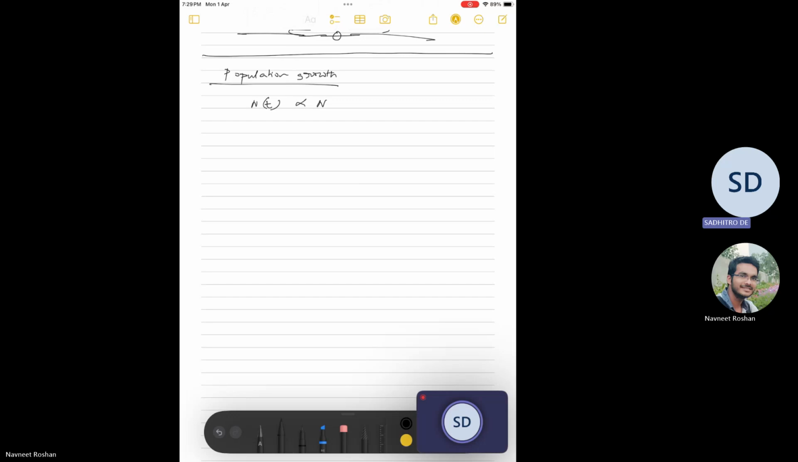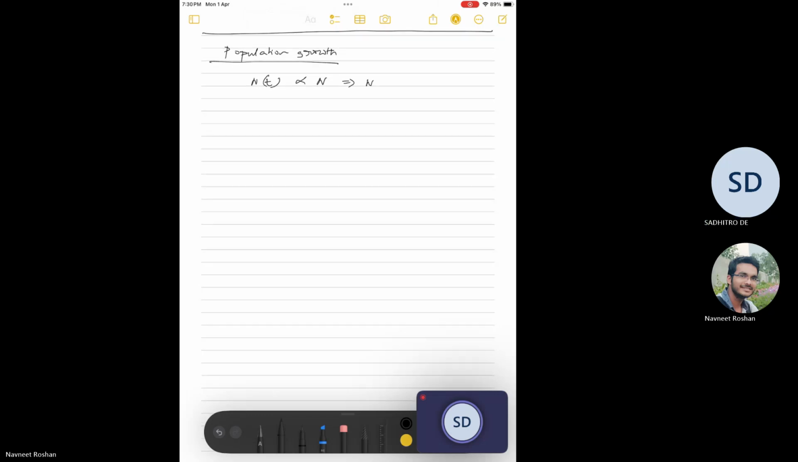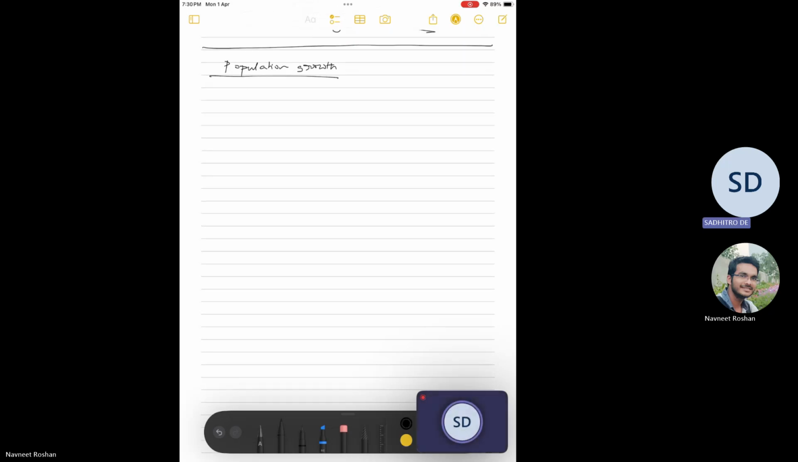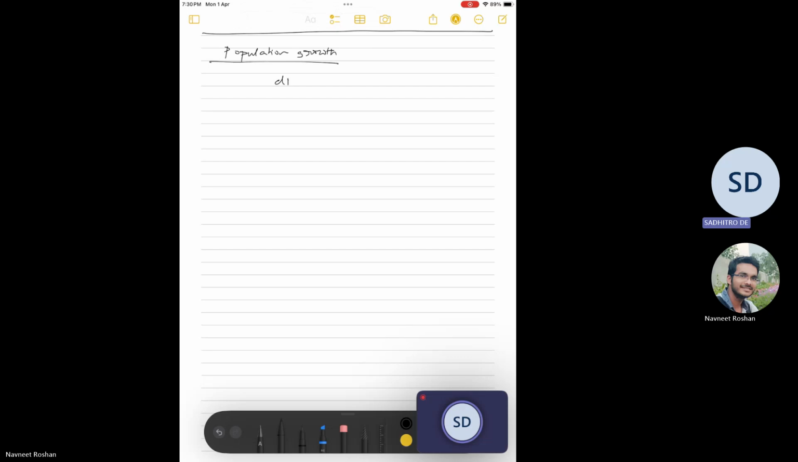So if we denote the constant of proportionality as R, then we have, sorry, it's not the number of individuals, but dN/dt, the growth rate of the population. The growth rate of the population is proportional to the number of individuals at a given instant, right? And so the population model can be written like this.